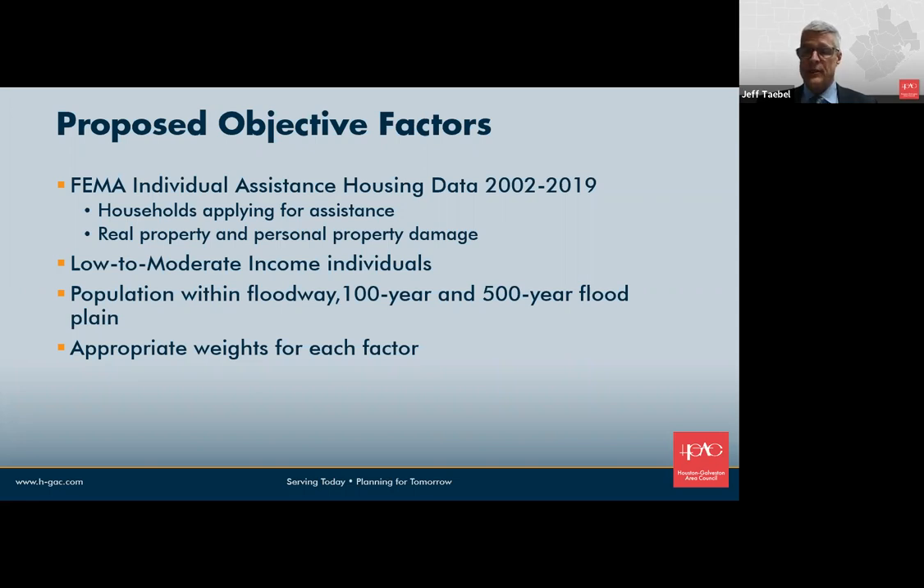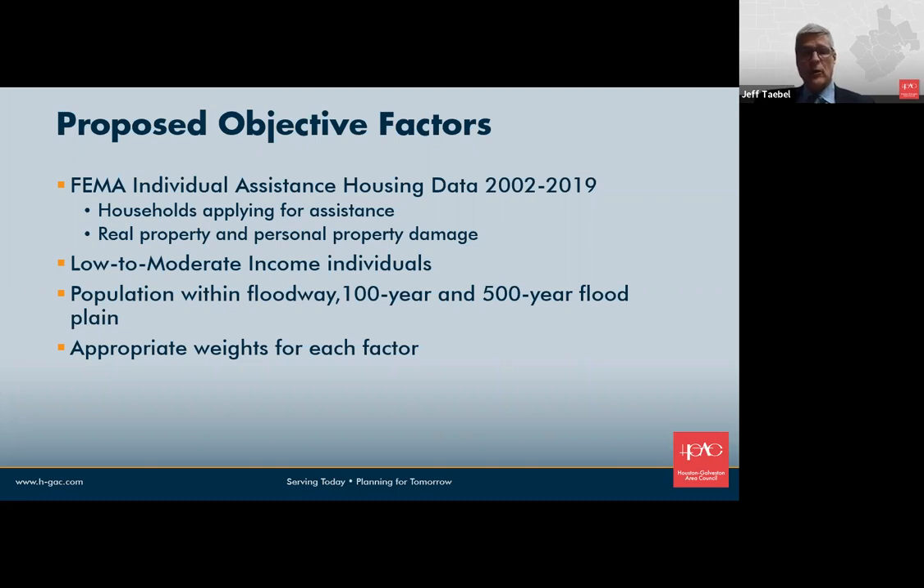Even though Harvey was certainly the storm of record for this region, there were other storms and events of different types that affected different parts of the region in different ways. So we wanted to get a little bit broader sample of how disasters, particularly flooding and storm surge, have impacted the region. Hence, we're proposing to go with this longer view. Within that, there are 2 categories that we're looking at. First of all, is just the number of households applying for assistance. How many people were impacted overall?